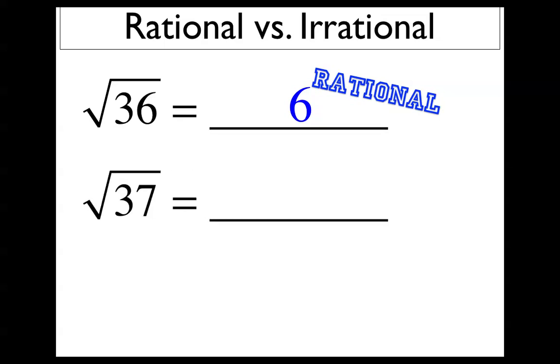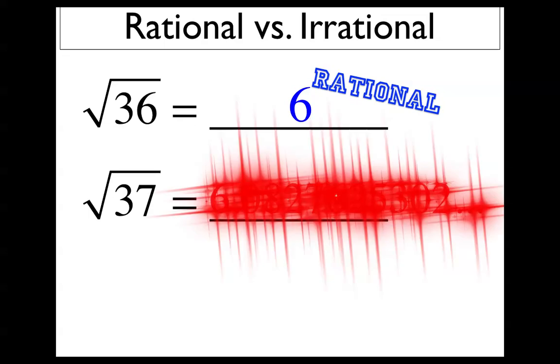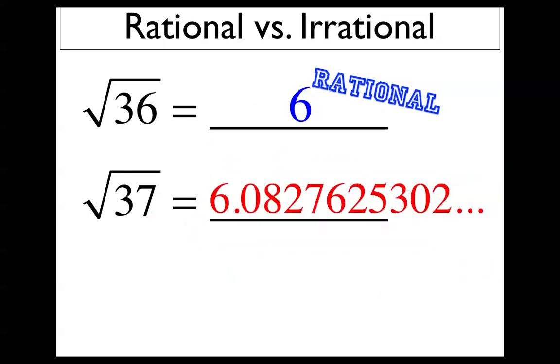But if you had the square root of 37 instead of the square root of 36, nothing times itself makes 37. 37 isn't a nice square of a number. So the only way you can find the square root of 37 is to use the square root button on a calculator. If you do that, you get some kind of crazy long decimal that probably takes up the whole screen of your calculator. And it's a bunch of numbers that just kind of go on and on and on.